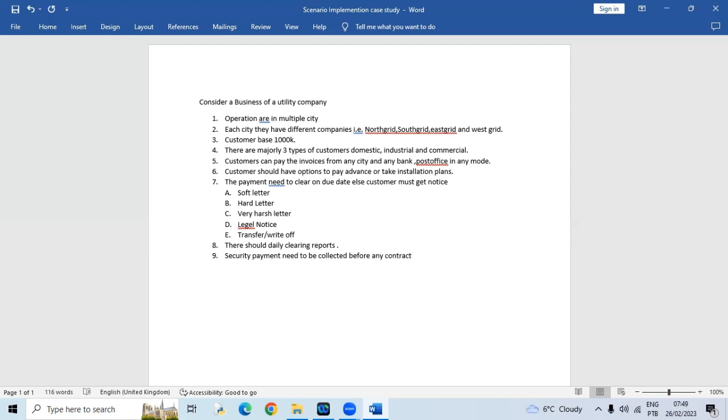Okay. And once the security money is collected and all this is happening, one major step is that the interest calculation and the tax calculation should be taken care of. Okay. So I'll put the interest calculation and tax calculation should be taken care of.